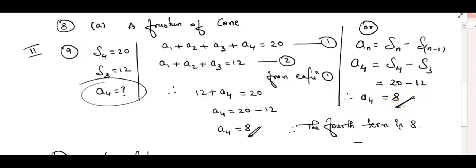So this is the other method which you can use to solve this type of problem. Okay, but you should remember this formula. Got it? Good. Now let me solve the next problem.